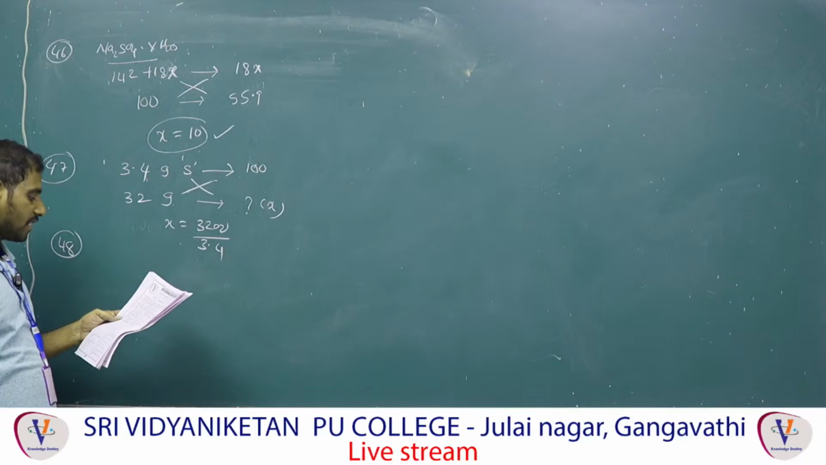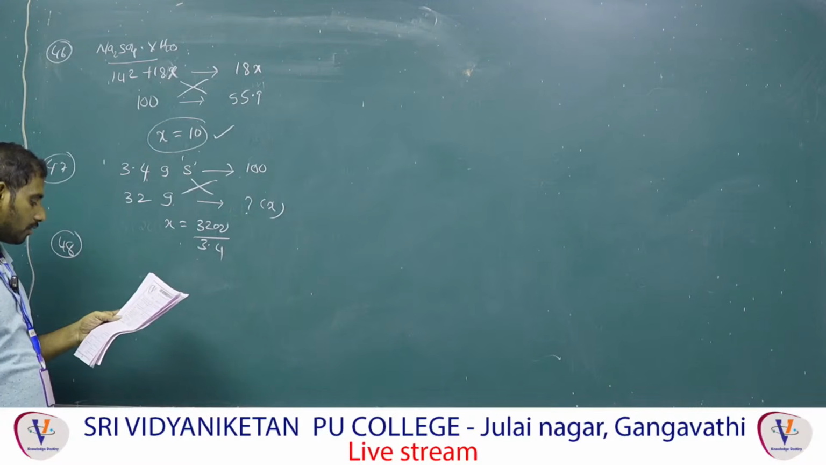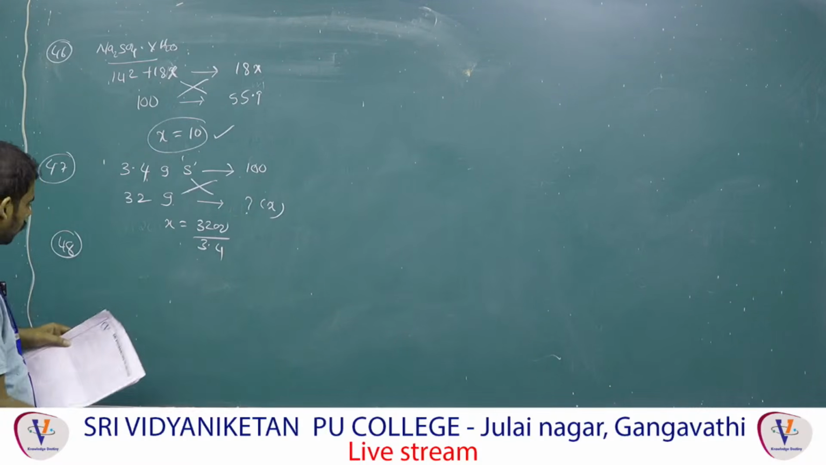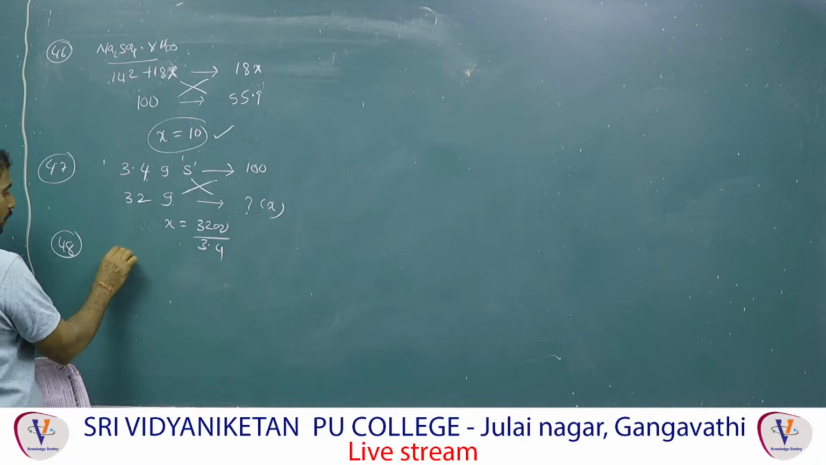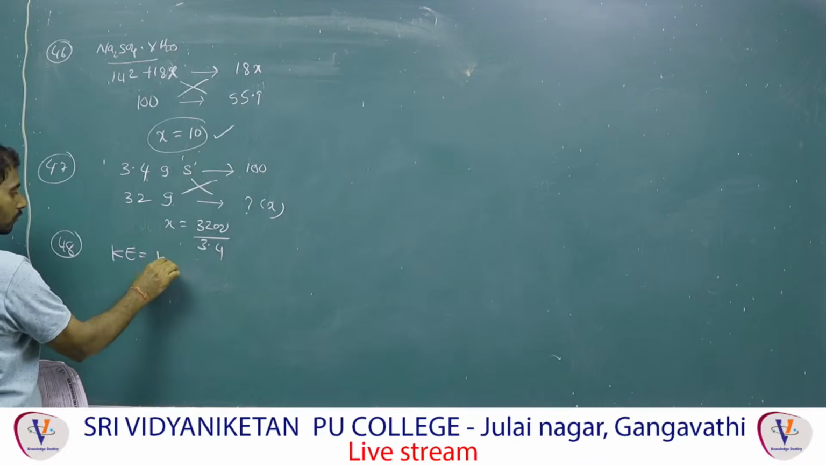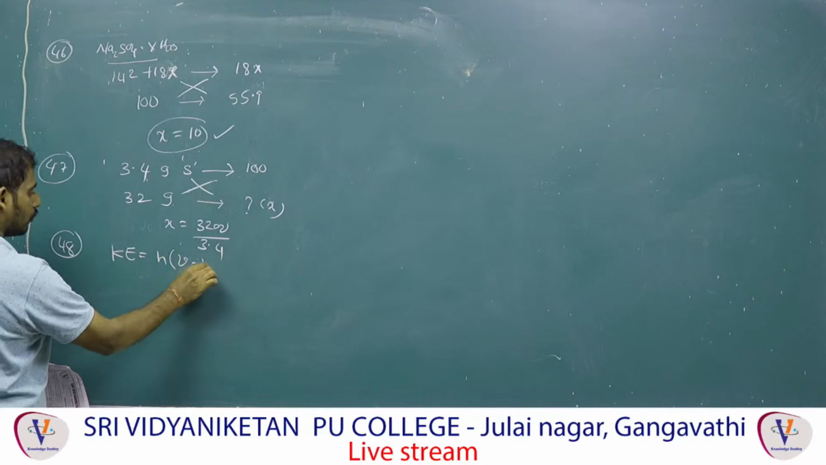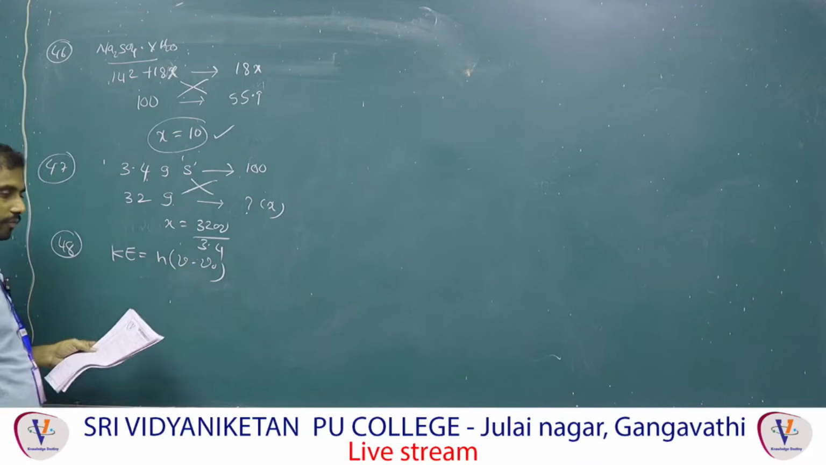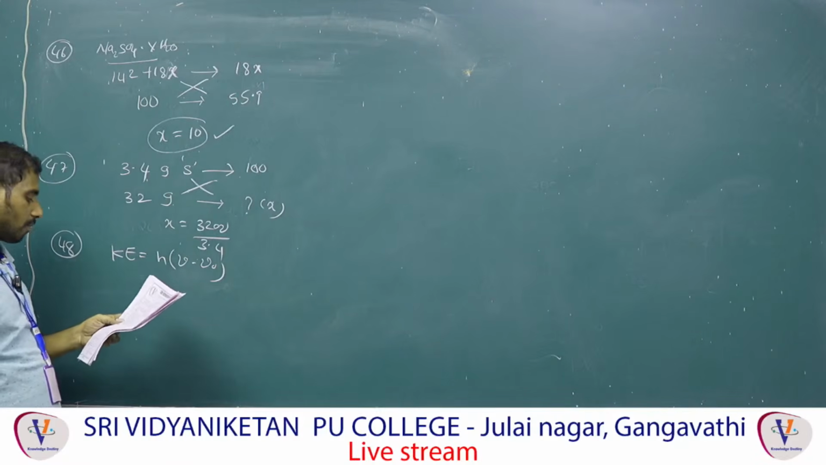A metal surface is exposed to 500 nanometer radiation. The threshold frequency of the photoelectric current is given. They are asking for the kinetic energy. So, this is related to the photoelectric effect. Kinetic energy is equal to h into (nu minus nu naught).